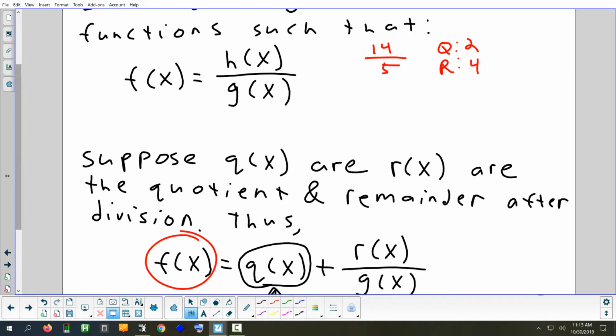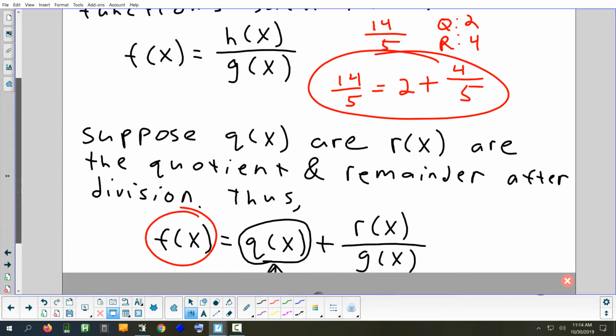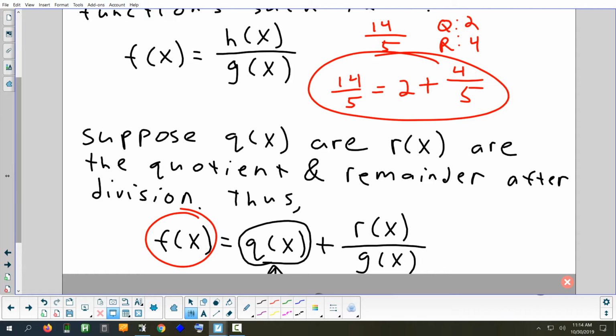So, my original problem that I did with numbers was 14/5. Okay, I divided 14 by 5. And I'm saying, based on this formula, the answer should be the quotient plus the remainder, which was 4, over the original thing I divided by, 5. That's what this formula says. Is that true? Is 14/5 equal to 2 plus 4 over 5? Yeah. 14/5 is 2 and 4/5 if you wrote it as a mixed number. So that's all that this formula is saying. Your original problem equals your quotient plus your remainder over your divisor.